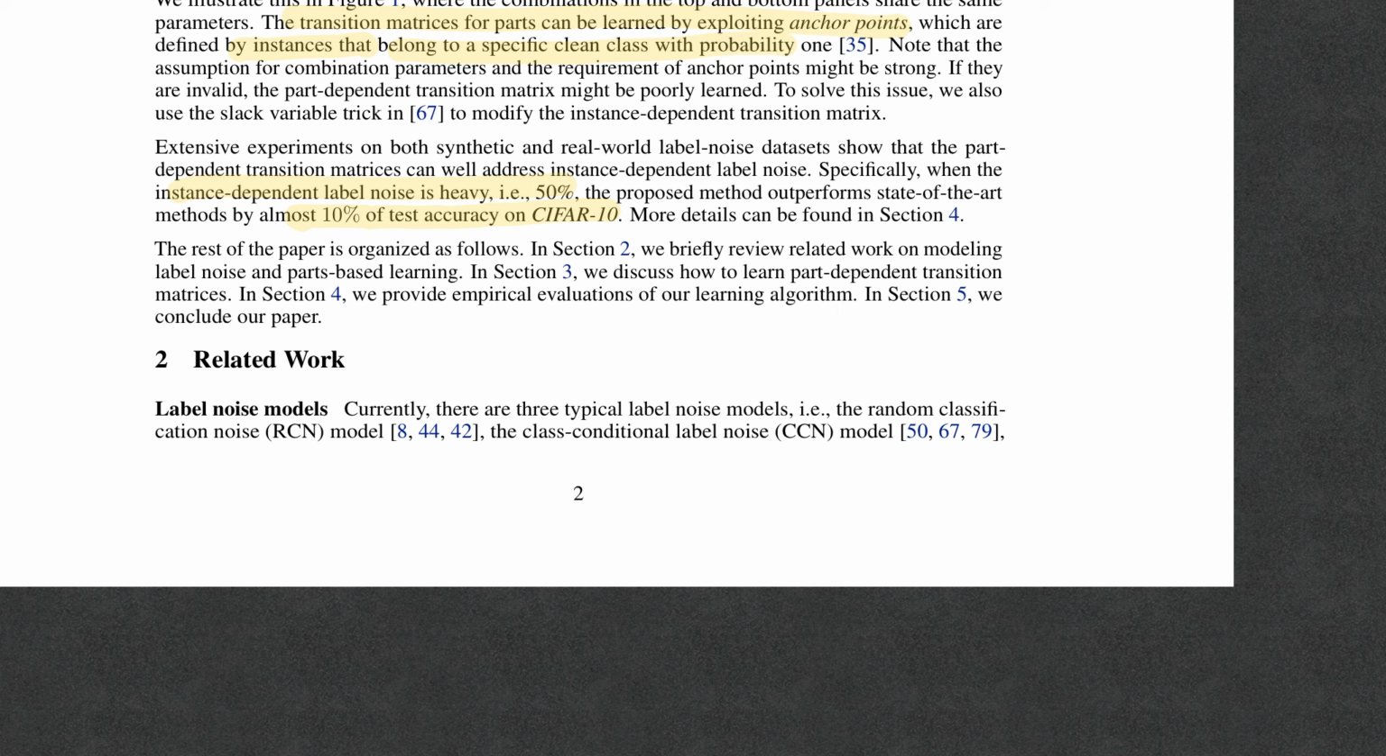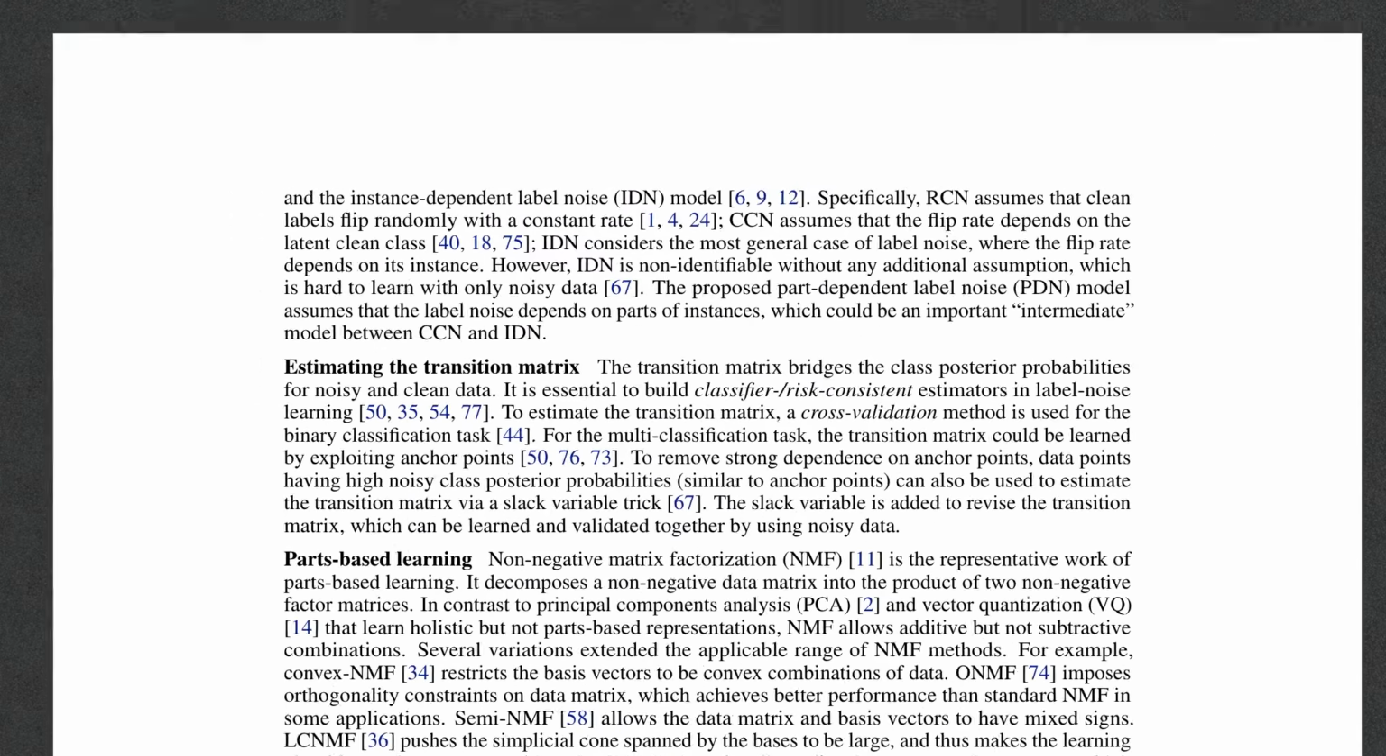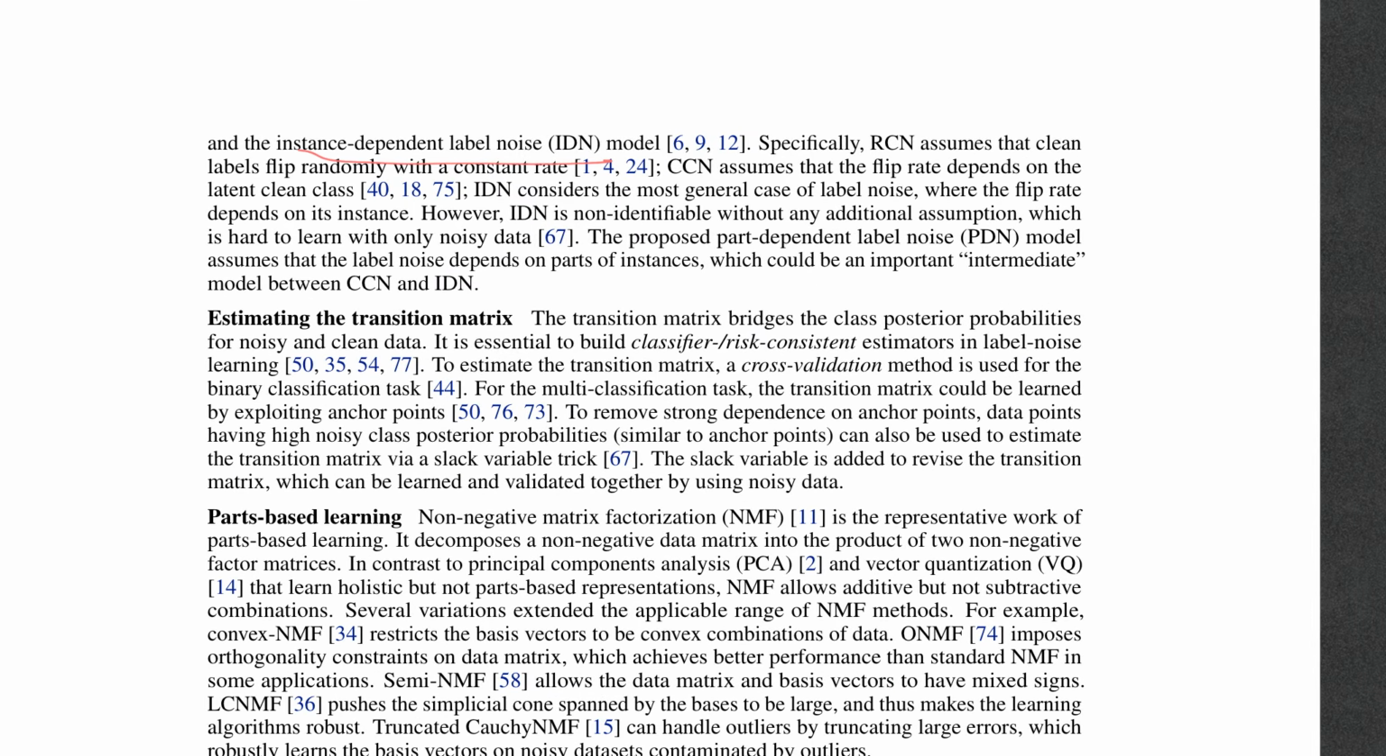In the discussion of related works, they go over the different types of label noise, which are random classification noise, basically random flipping of labels; class-conditional label noise, meaning that the noise depends on the classes, and therefore you will have a general transition matrix that defines how these different classes can go to another, but it is still not dependent on the semantic content of the specific instance; and finally, the instance-dependent label noise, or IDN.